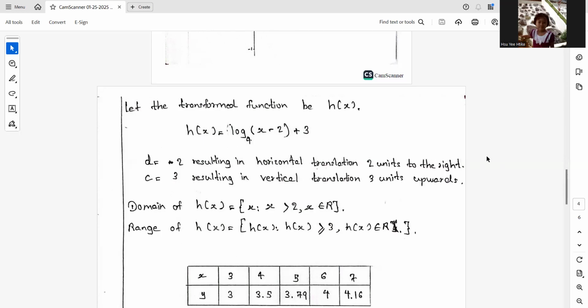So for the domain of h of x, the value of x is greater than 2 and x belongs to R.